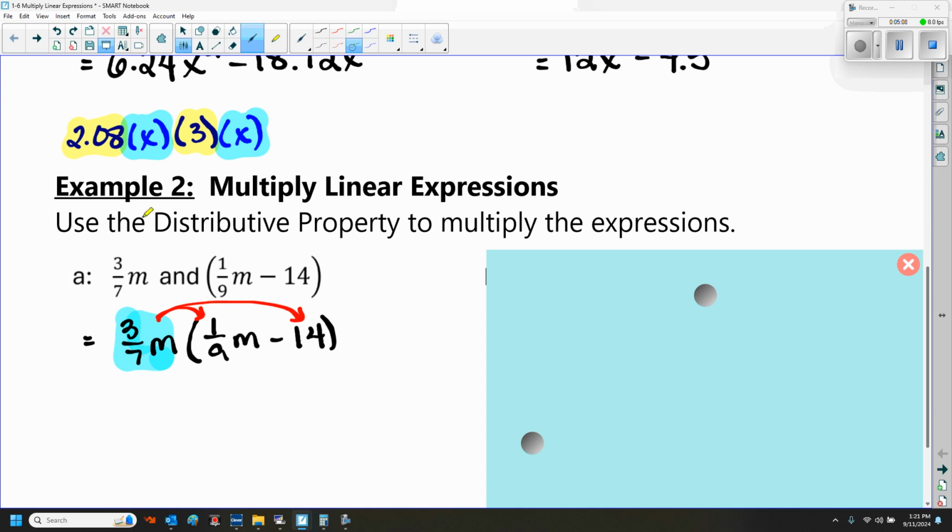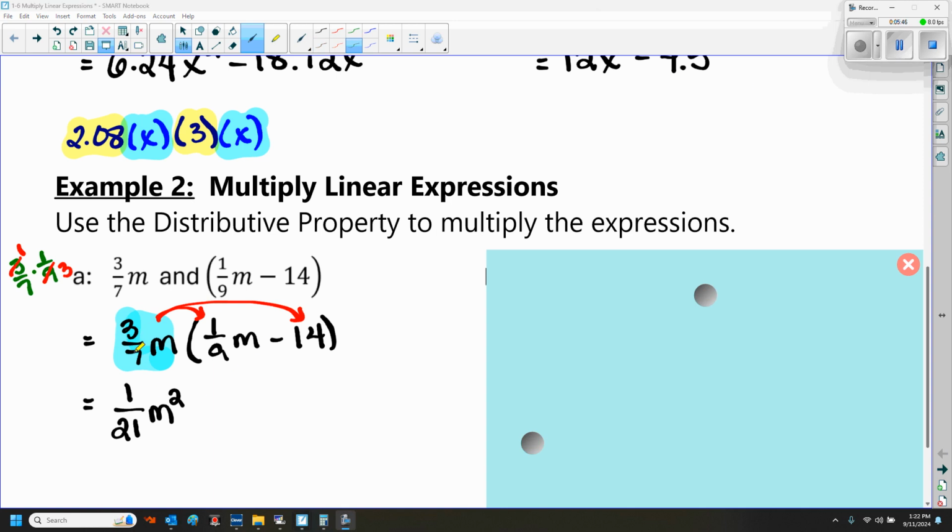Okay? Now, 3/7 times 1/9. You guys, when I do my fractions, I like to write it down so I can see it. So 3/7 times 1/9. Does everybody see I can simplify that before I multiply? So this is going to be 1 and 3. So what is my fraction going to do? 1 over, what's 7 times 3? 21. So this is going to be 1 over 21m squared, because it's m times m, right?